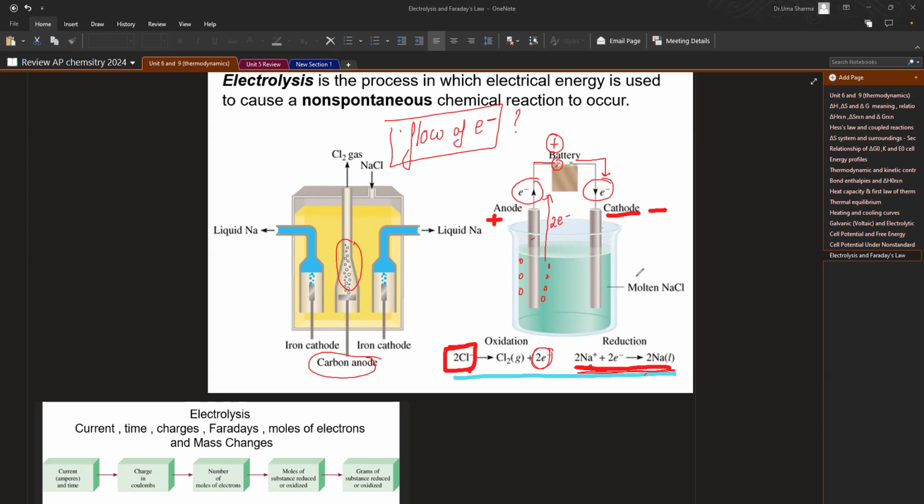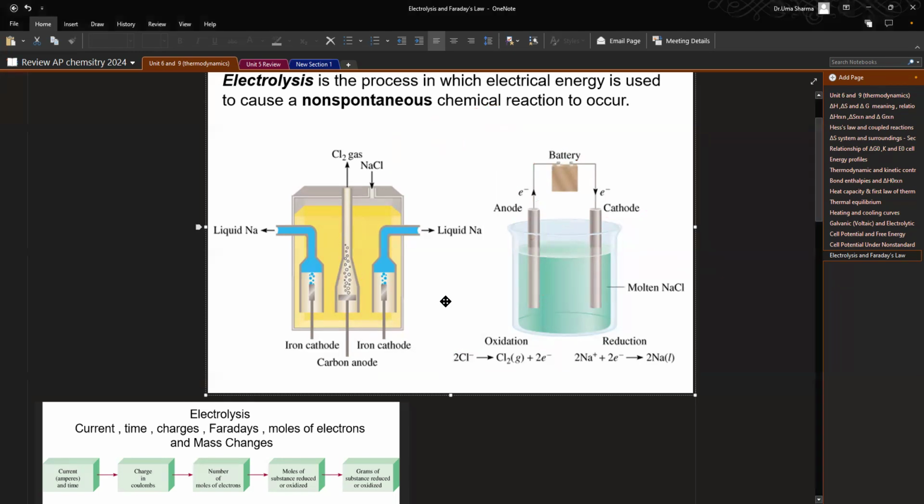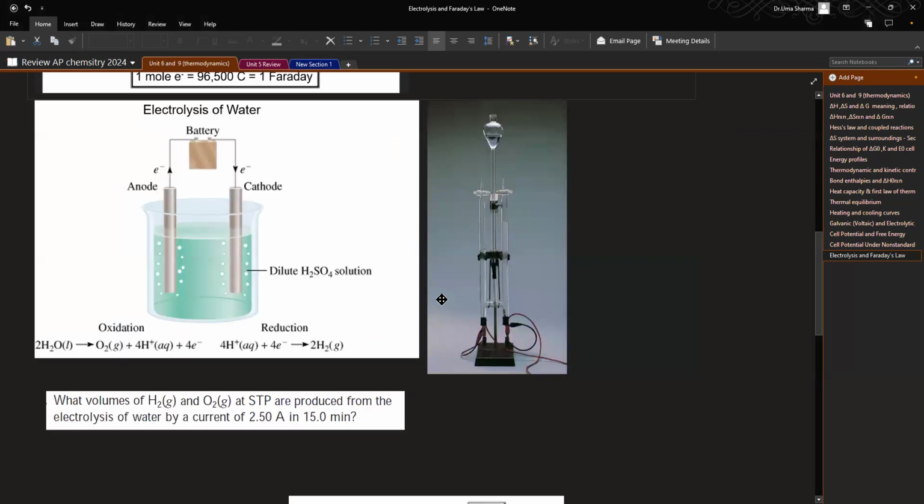So remember, anode, cathode, same thing. Anode is oxidation, cathode is reduction. And the same thing is true for the flow of electrons: anode to cathode. In a galvanic cell also, anode to cathode. In an electrolytic cell also, anode to cathode. Is it okay? So these are the questions which can be there. Let's see this one.